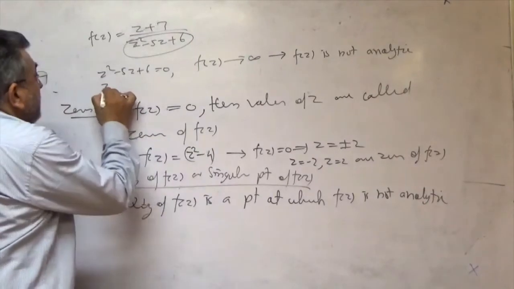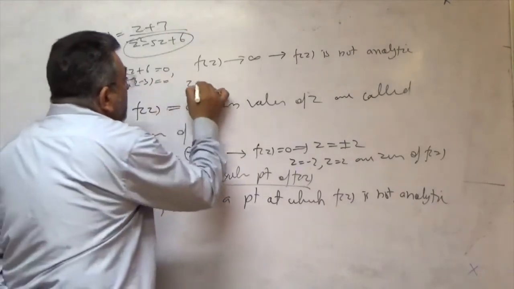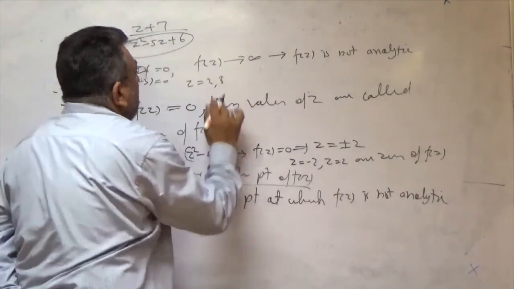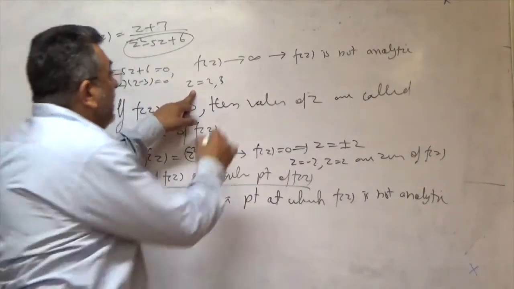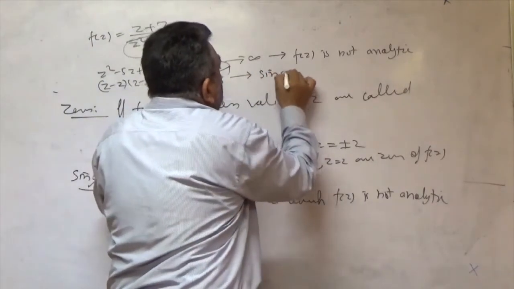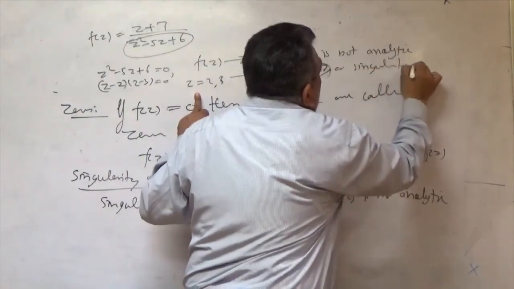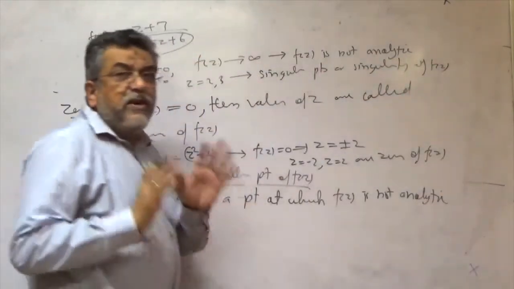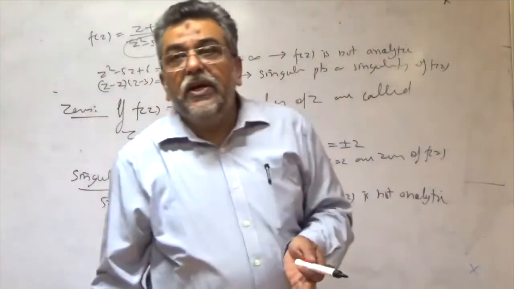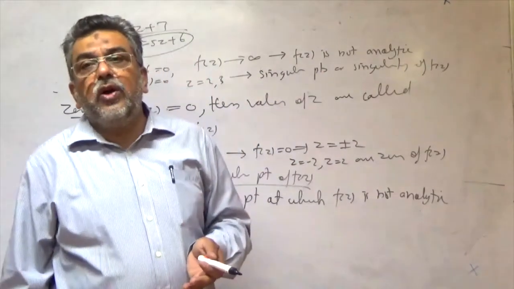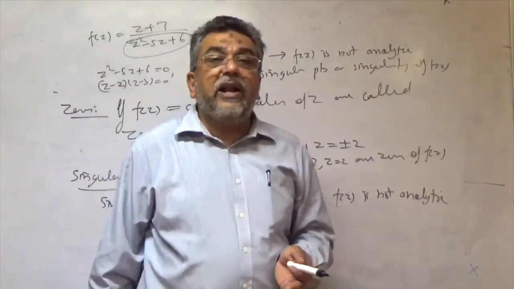Now solve this by factorization. This is (z minus 2)(z minus 3) equal to 0. So these two points, z equal to 2 and 3, are the singular points, because at these two points f(z) is not analytic. This is the basic concept of a singular point or singularity. Any point at which f(z) is not analytic is known as a singular point or singularity.